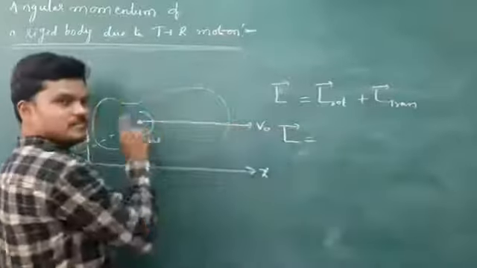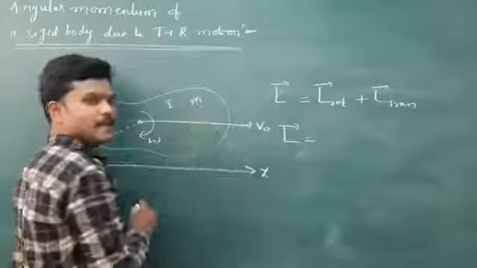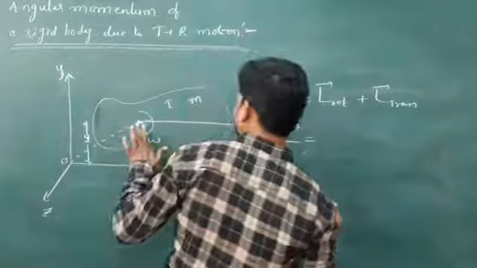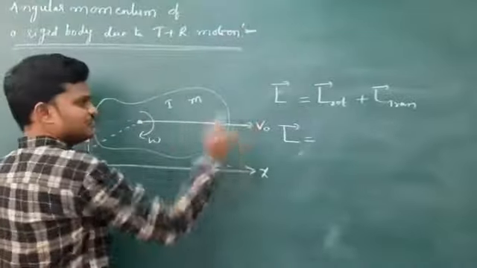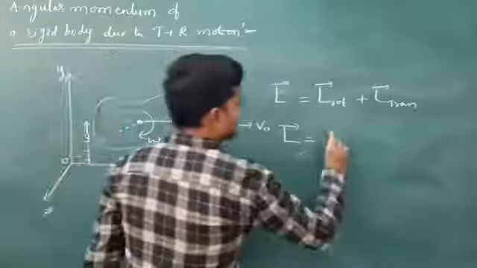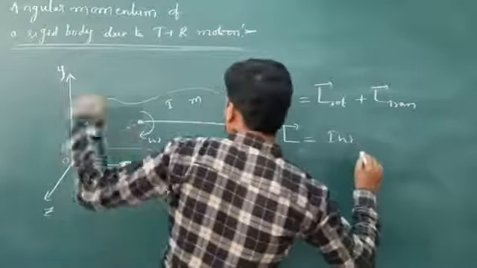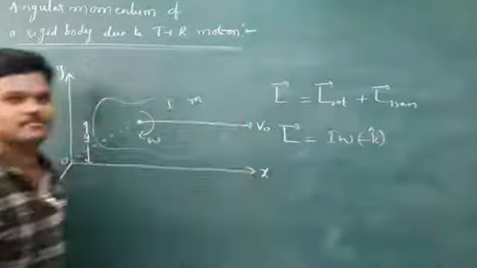Due to rotation, the body has moment of inertia I and mass m. Anyhow, mass is m. I is the moment of inertia about this center of mass. Center of mass is moving with the speed of v0. So this we can write as I omega, and it is moving clockwise, so let us take in vector form minus k cap.